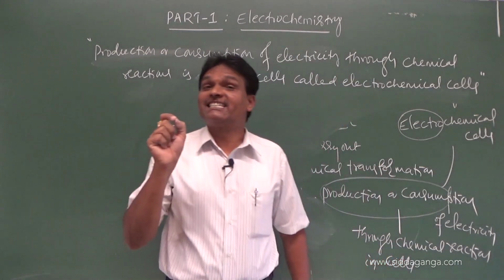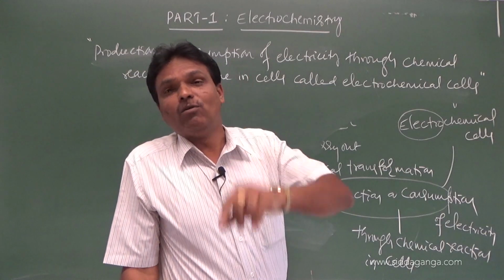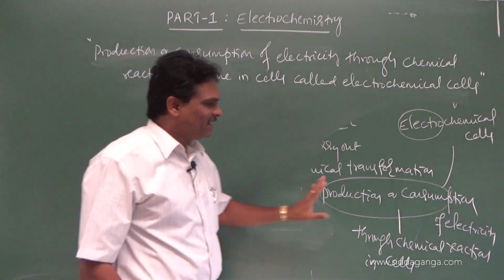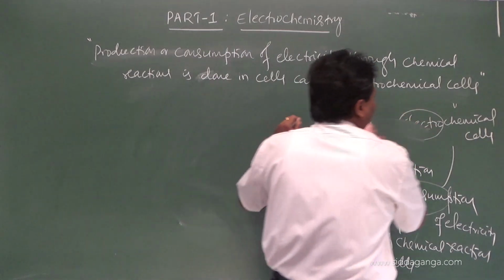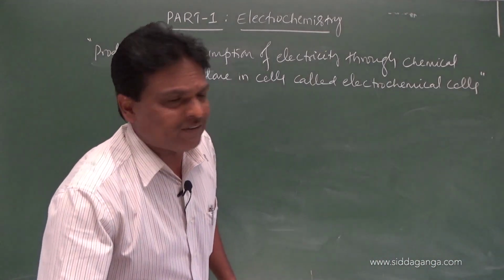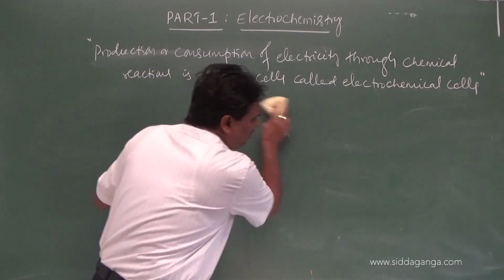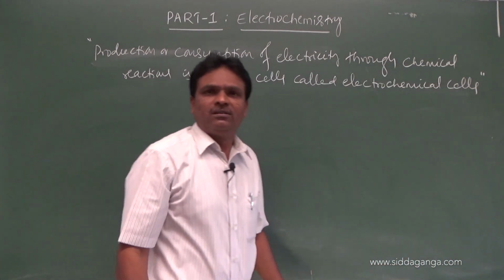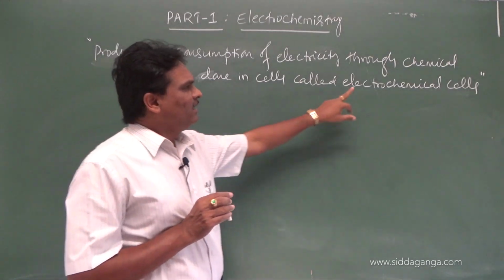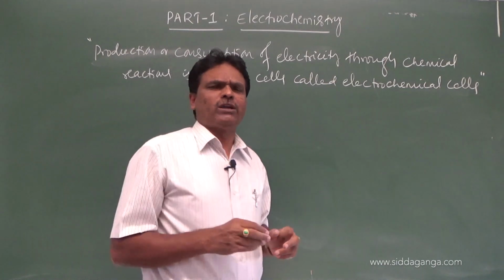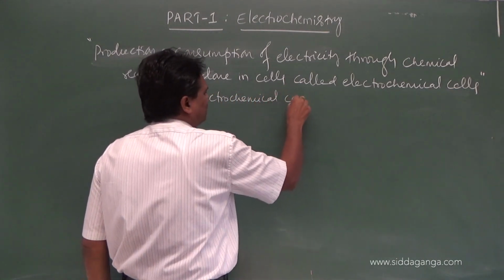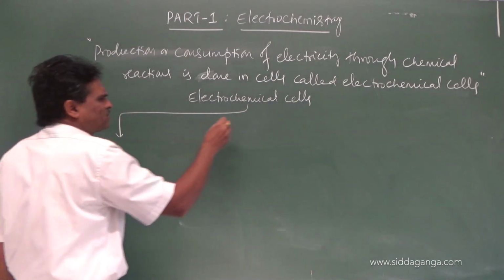So what is meant by electrochemical change? Chemical change involves the production or consumption of electricity. That is called the electrochemical change. Then what is meant by electrochemical cell? The consumption or production of electricity through the chemical reactions that can be done in cells called electrochemical cells. So there are two types of electrochemical cells.